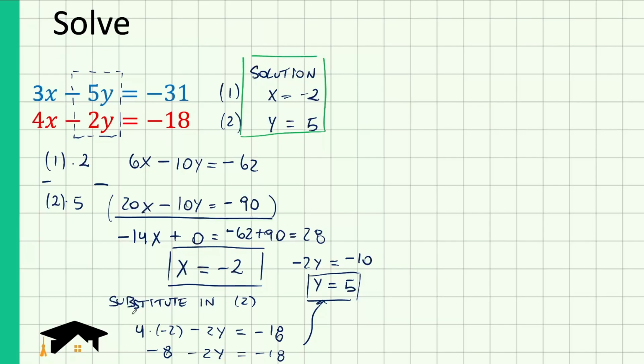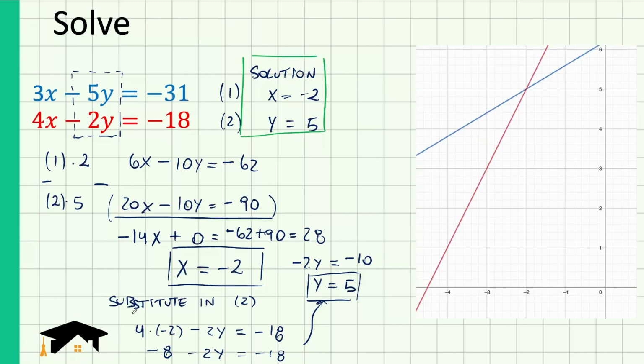Let's look at the plots of the two equations. Again, this is the intersection point, and this intersection point has x coordinate minus 2 and y coordinate 5, meaning that this is the point minus 2, 5, which is equal to the solution that we just got.